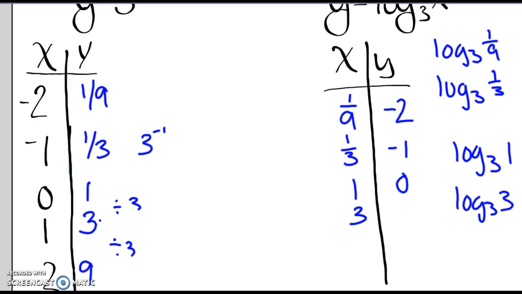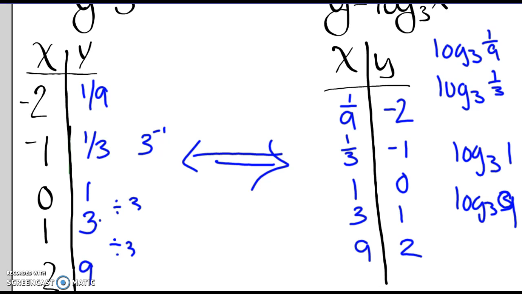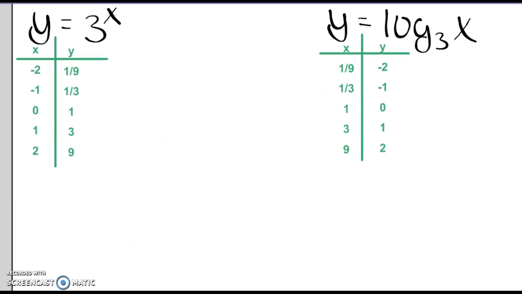3 to what power is 3? That'd be 1. 9 will also be a nice one. 3 to what power is 9? That would be 2. Oh, if you notice, these in-out tables are inverses of one another. Their x's and y's simply switch. So here they are to look at a neater version.